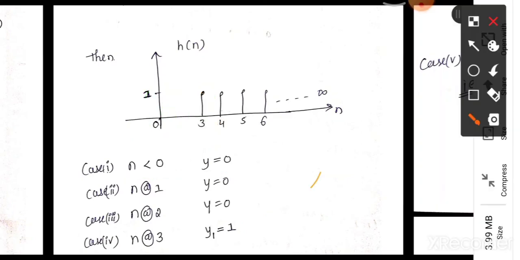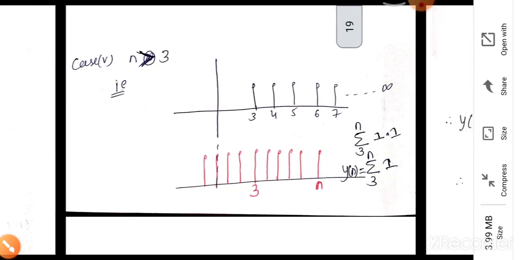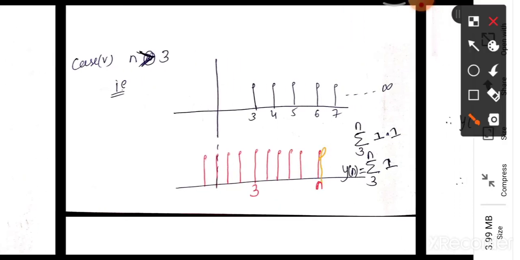Similarly, we can change that. Let's place n greater than 3. Anywhere you can place it, greater than 3. I'm not mentioning 4, 5, 6, 7, 8, it is somewhere on the line. So when you place it, it might be somewhere here, and then the signal will be present between 3 to n.